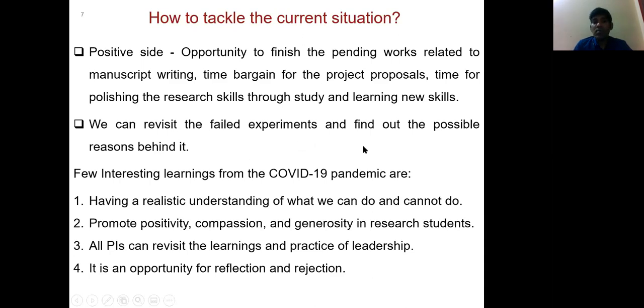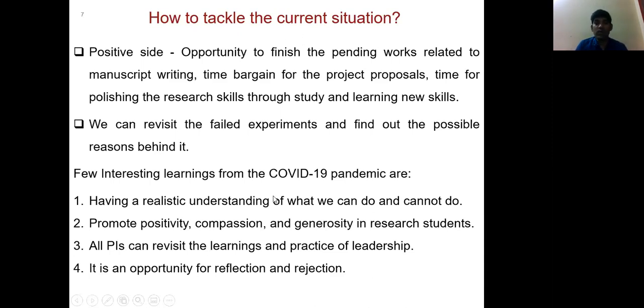There are a few interesting learnings from this COVID-19 pandemic which I would like to share with you. First is having a realistic understanding of what we can do and what we cannot do. This pandemic situation gave us that realistic understanding. Now, as a PI, one can promote positivity, compassion, and generosity in research students. This is the right time to take care of them, so that they can feel that we belong to them and they belong to us. And all PIs can revisit their learnings and practice of leadership; it is an opportunity for reflection and reflection.